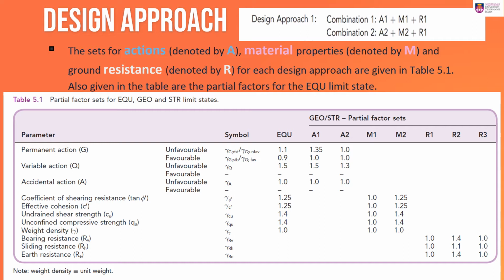The sets for actions denoted by A, material properties denoted by M, and ground resistance denoted by R for each design approach are given in the table below. Also given in the table are the partial factors for the EQU limit state.